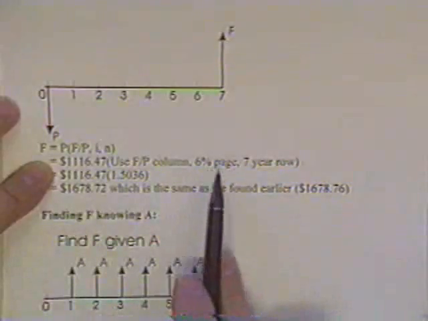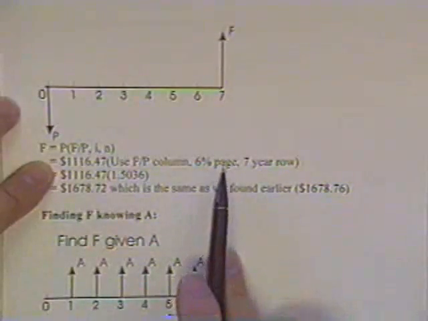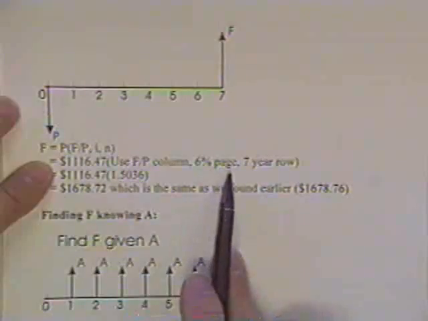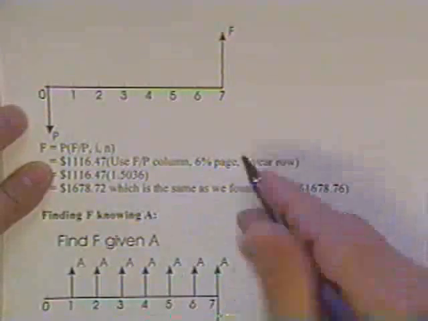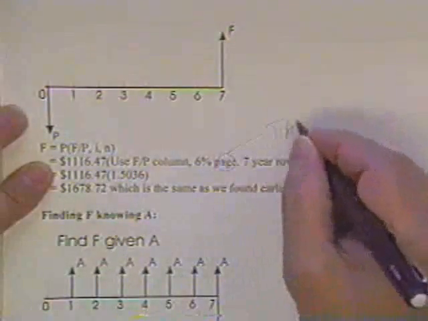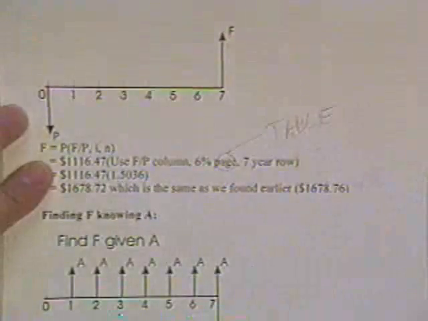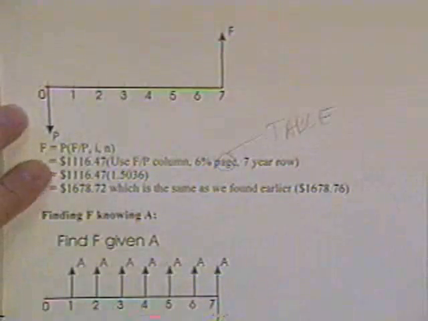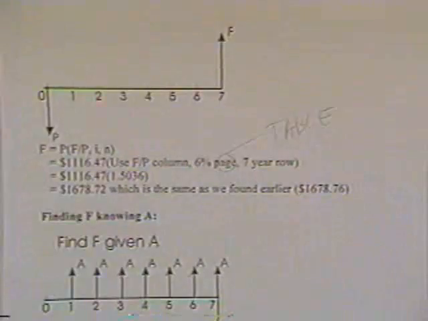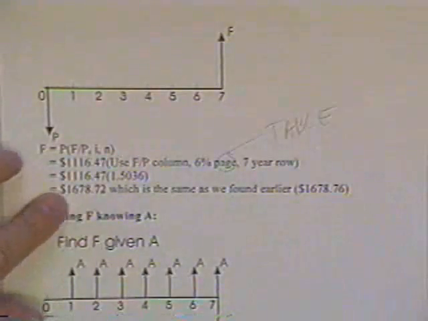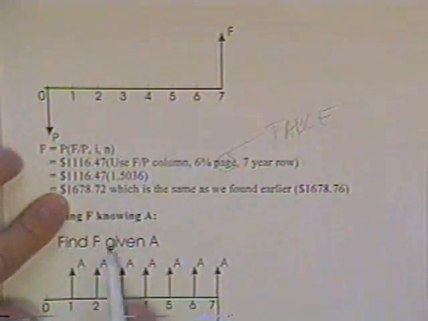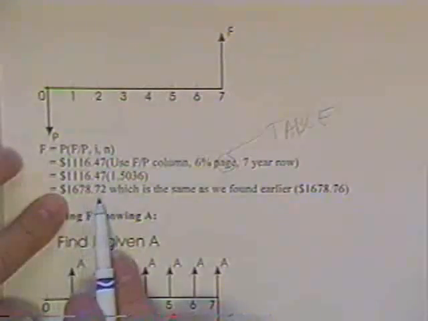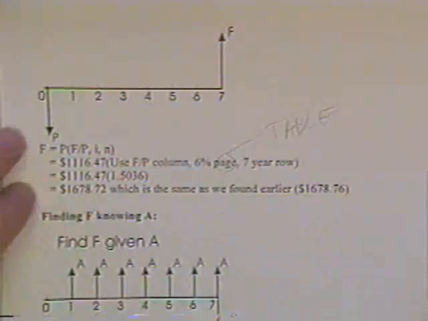Use the 6% table, because there's more than one on a page here. Use the 6% table. Use the 7-year row. And the factor is 1.5036, which does indeed give us $1,678 and about the same pennies. Pretty close.